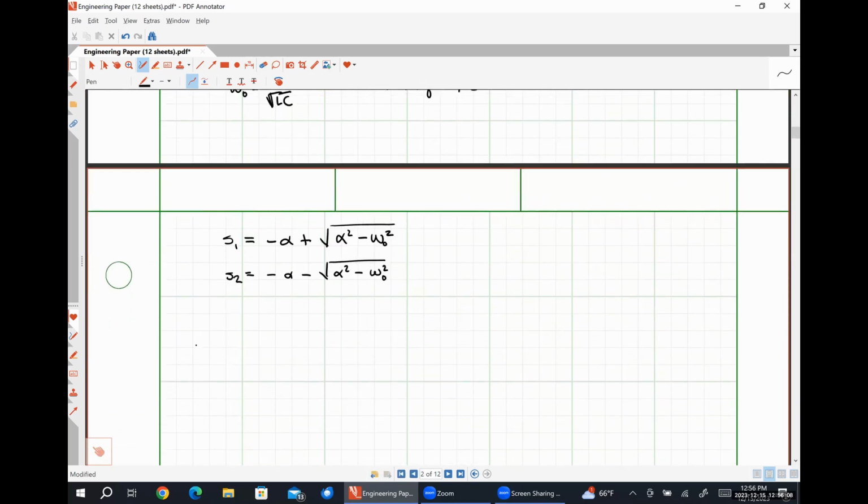So our voltage V of t is generically going to be of the form A1 e to the S1t plus A2 e to the S2t. You can think about this in terms of superposition.